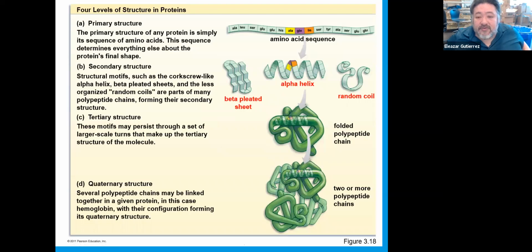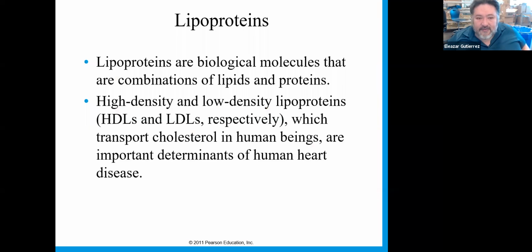So you just need to remember, primary structure is amino acid sequence. Secondary structure is pleated sheets, alpha helices, random coils. Tertiary structure is the folding of these into a large subunit, and quaternary structure is the association of two or more subunits to form a quaternary holoprotein. Very, very cool.